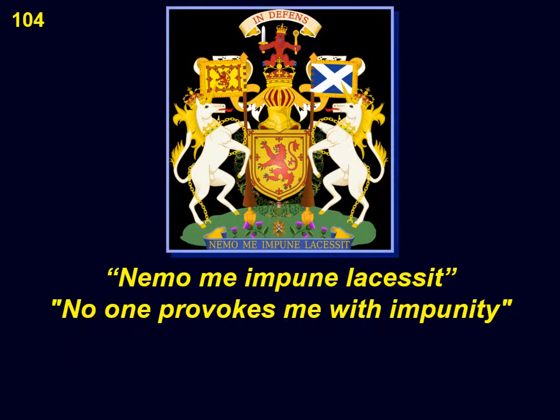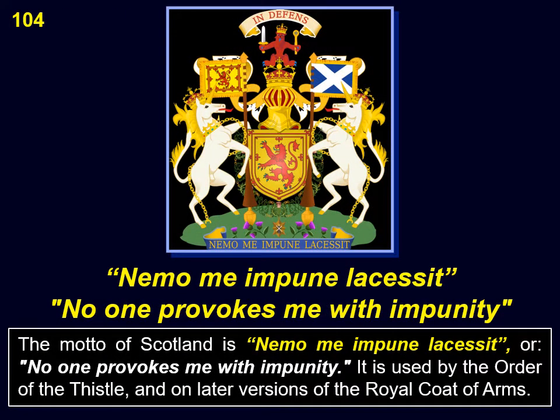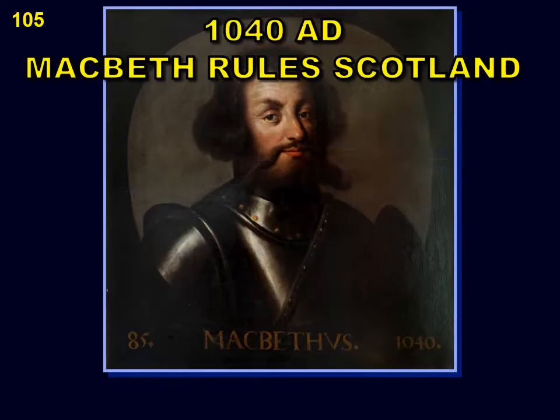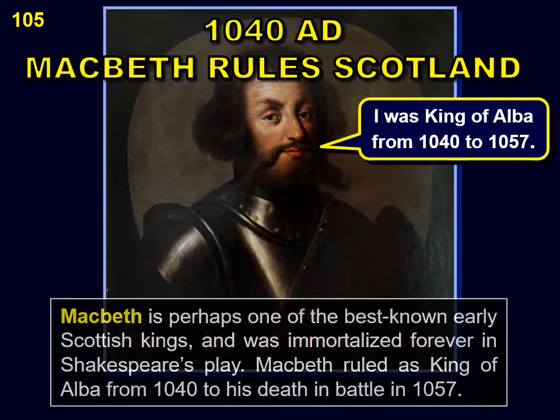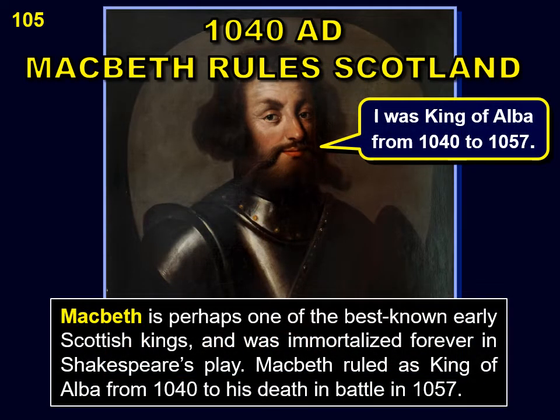The motto of Scotland is Nemo me impune lacessit, or, no one provokes me with impunity. It is used by the Order of the Thistle, and on later versions of the Royal Coat of Arms. Macbeth is perhaps one of the best-known early Scottish kings, and was immortalized forever in Shakespeare's play. Macbeth ruled as King of Alba from 1040 to his death in battle in 1057.